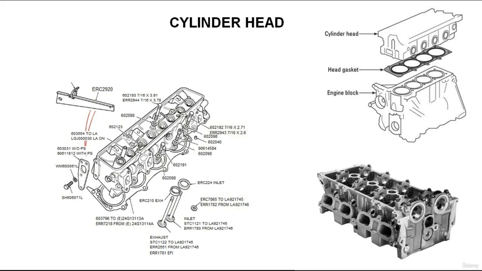Hello everyone. In this lecture we are gonna study the cylinder head. The cylinder head is made of cast iron or aluminum. On overhead valve engines, the cylinder head contains the valves, valve seats, valve guides, valve springs, rocker arm supports, and the area that makes up a portion of the combustion chambers. On overhead cam engines, the cylinder head contains these items plus the supports for the camshaft and camshaft bearings.